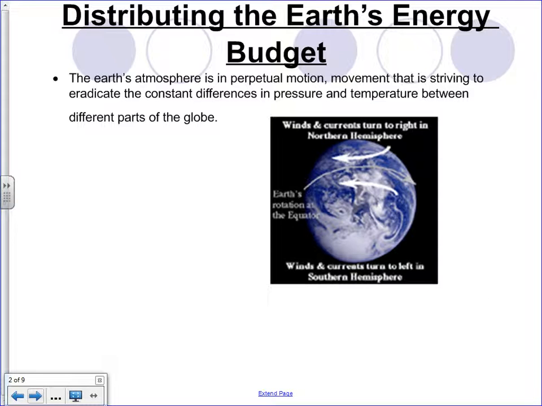So the Earth's atmosphere is in perpetual motion, and that's trying to eradicate differences in pressure and, more importantly, differences in energy. The amount of heat at the equator versus the amount of heat at the poles is the main thing driving the movement of air. But those changes in pressure can also cause that to some extent.